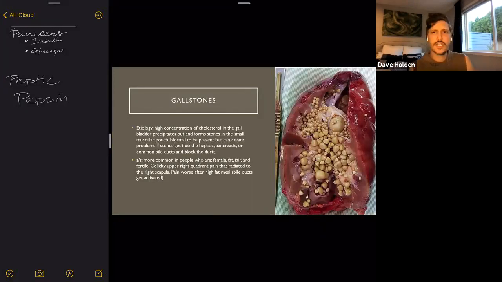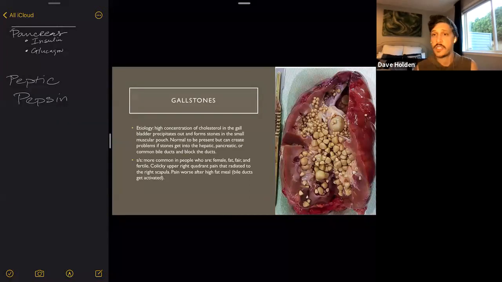And next up, we have gallstones. Oh, goodness. Aren't those lovely? High concentrations of cholesterol, fats. High cholesterol in the blood precipitates into the gallbladder and it starts to crystallize and form stones. It is very normal for these guys to be present. You could have gallstones for decades.